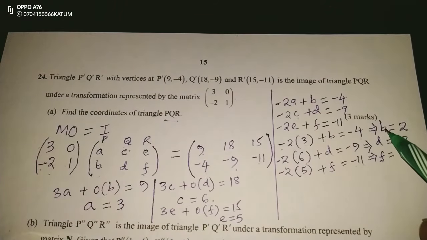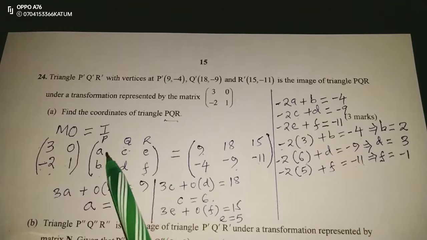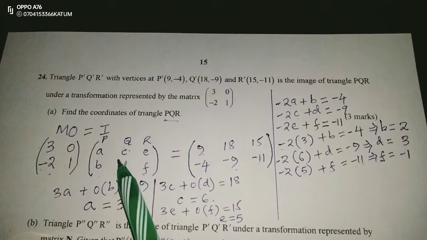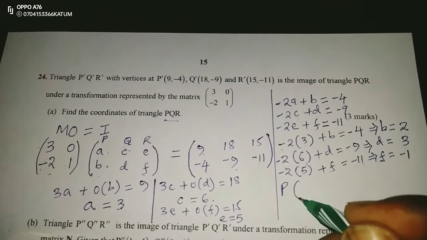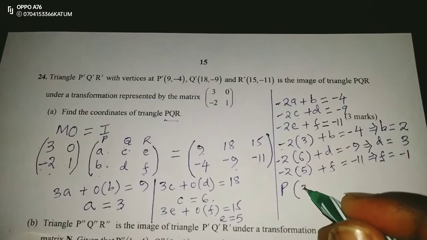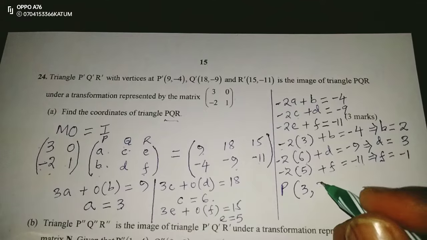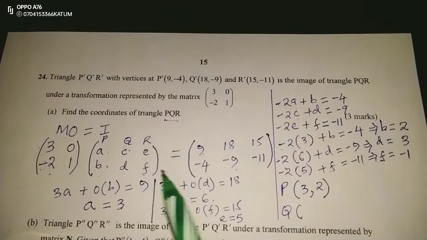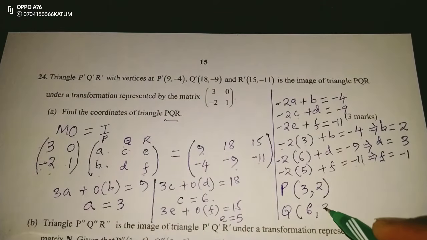Therefore, now that we have B, D, F, and we have A, C, E, we can rewrite this. AB gives us P, which means coordinate P is (3, 2). The coordinates of Q is going to be CD, C which is 6, and D which is 3.